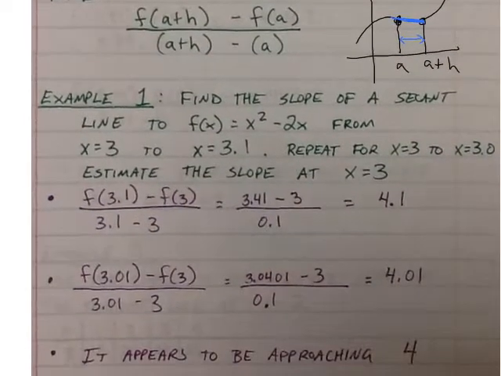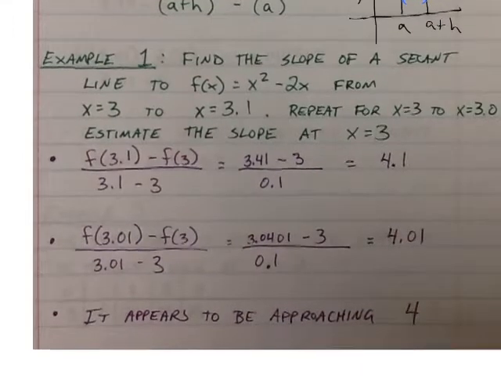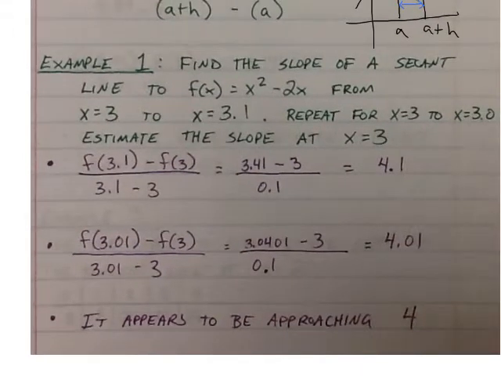Example 1 says find the slope of a secant line to f of x equals x squared minus 2x from 3 to 3.1. Repeat for 3 to 3.01, and estimate the slope at x equals 3. I think it got chopped off. So what we're going to do is use the formula from above and plug in our values of 3.1 and 3 and evaluate it. 3.41 minus 3 over 0.1.